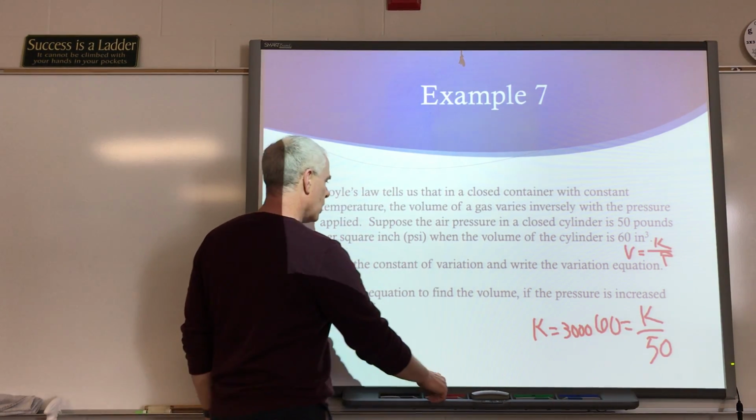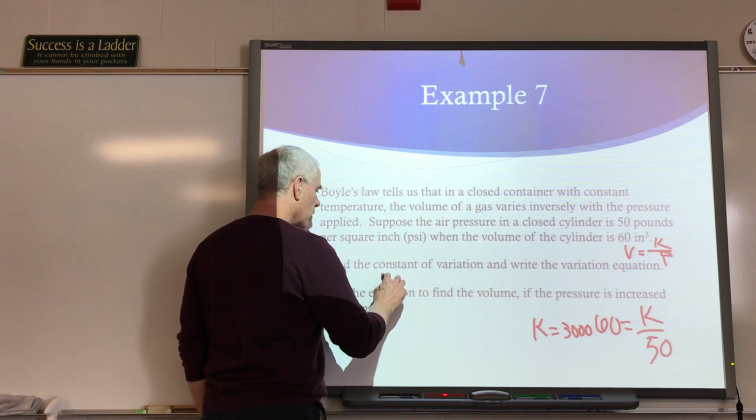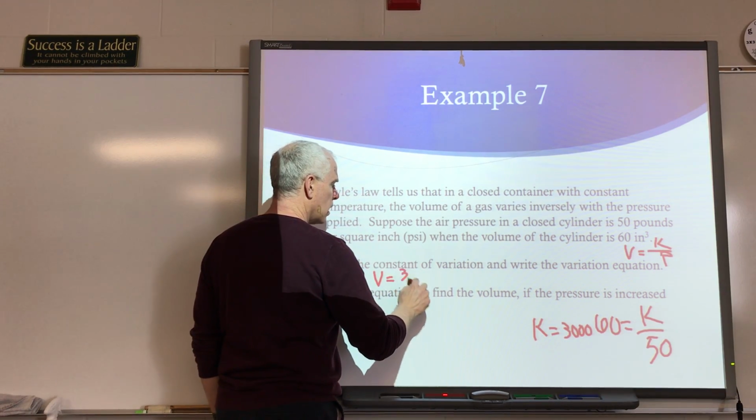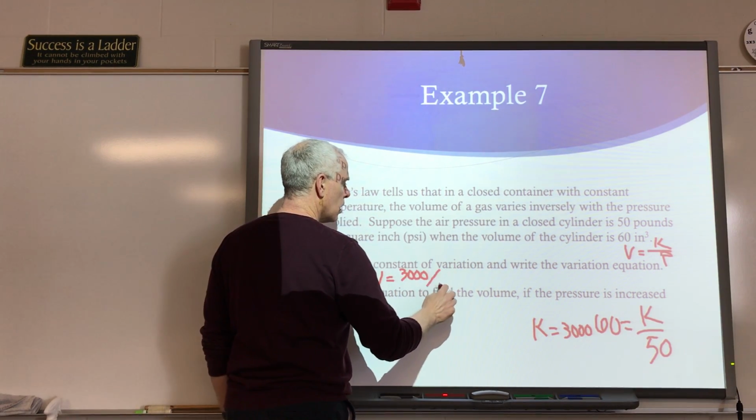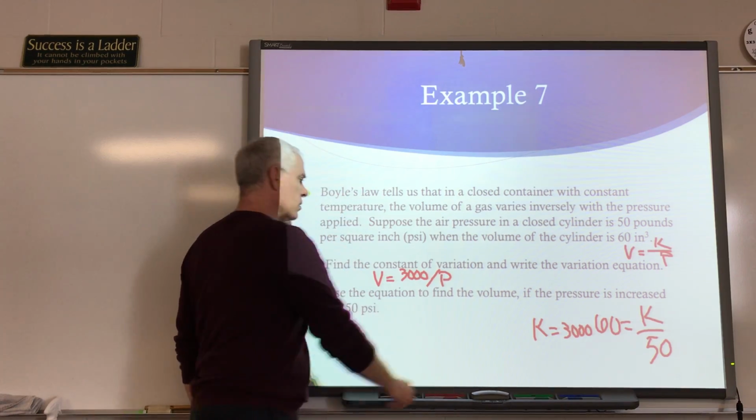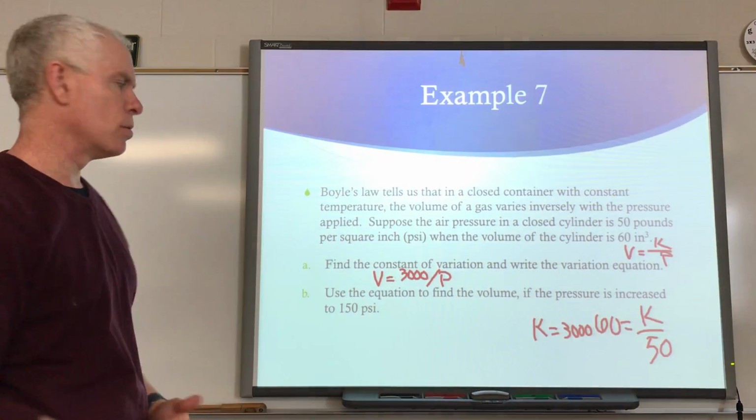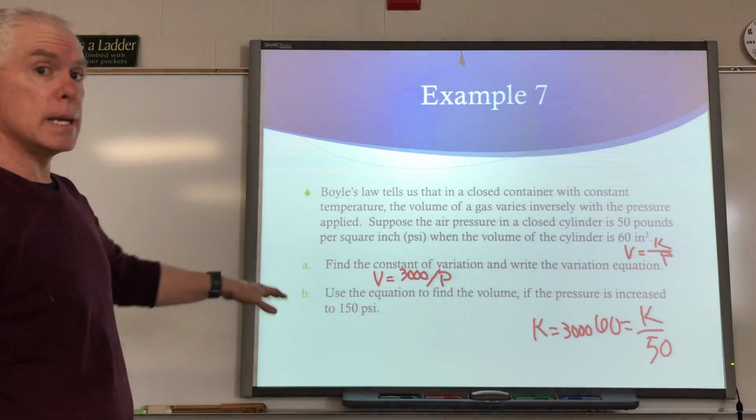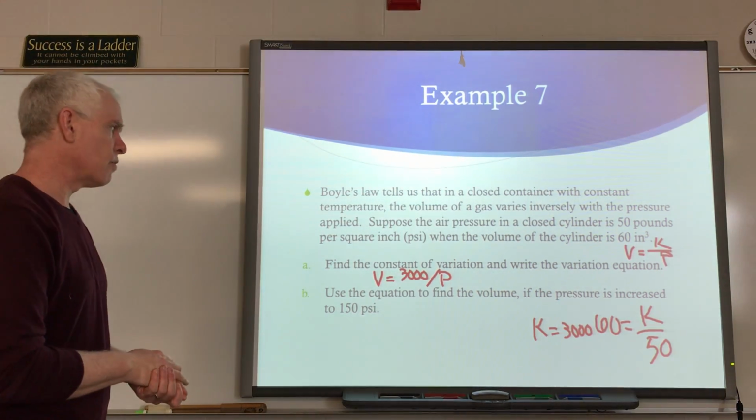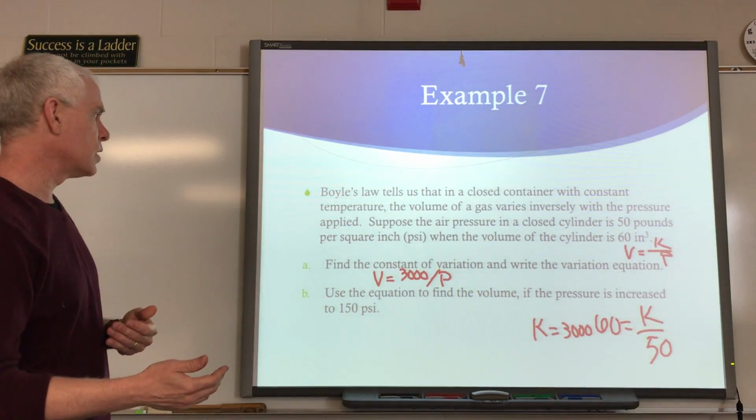Write a variation equation. So volume is equal to that constant of variation over pressure. So that's going to be that variation equation. And now I've got a model that can help me through just about all of these. So for B, use the equation to find the volume if the pressure increased to 150.